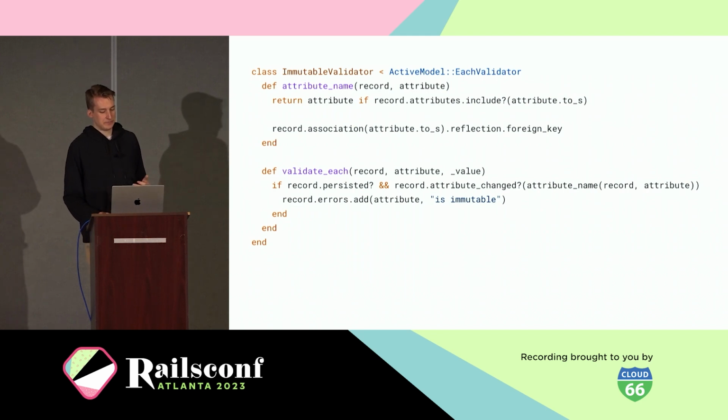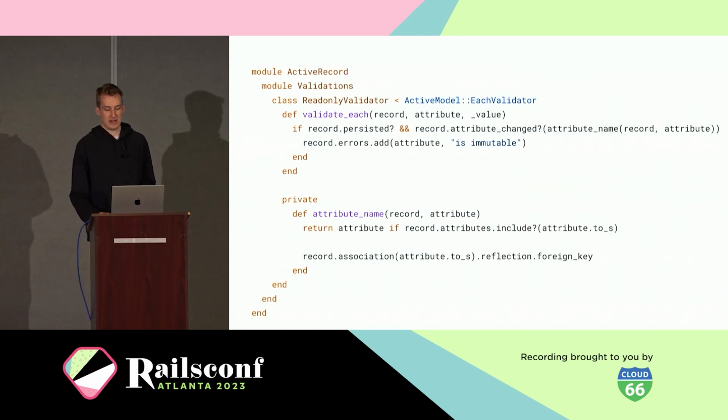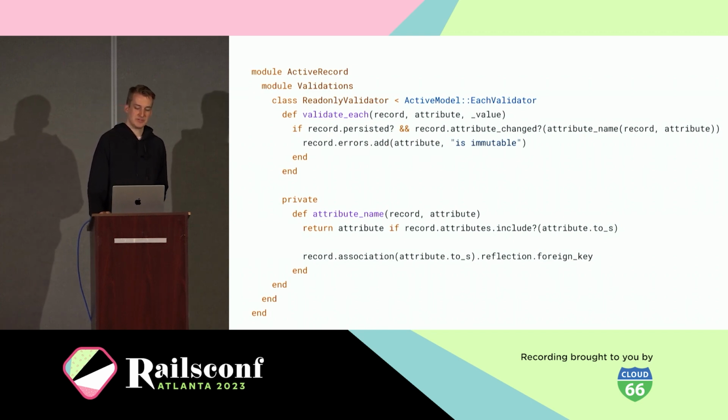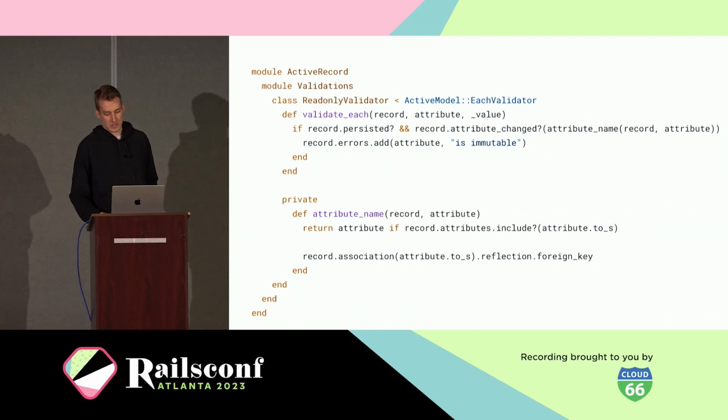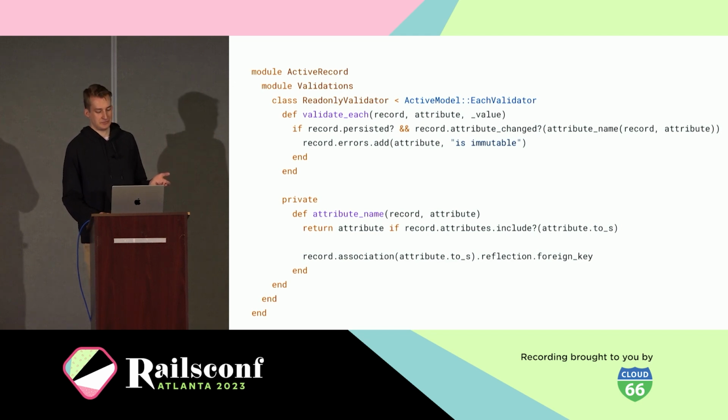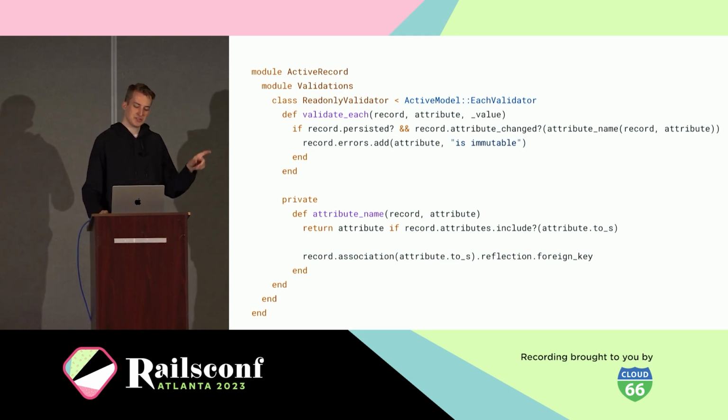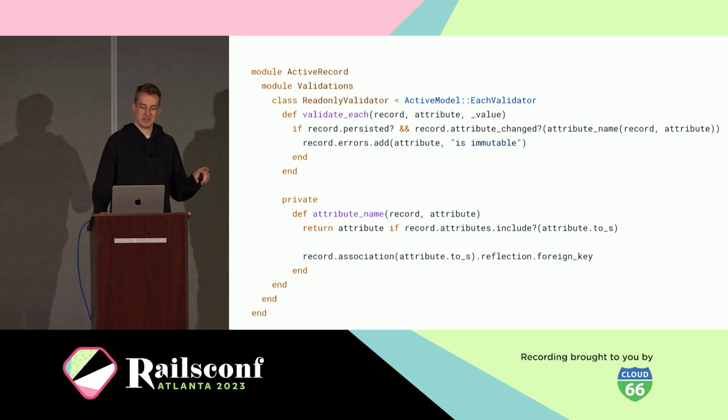However, since the concept of read-only attributes already exists in Rails, that would probably be a better name for our validator. So to get it ready for a pull request, we will rename it to read-only validator. In addition, we'll put it under the Active Record validations namespace, since that is where the existing validations in Active Record are. And we can also move the attribute name method to be private because it shouldn't really be called by other methods.